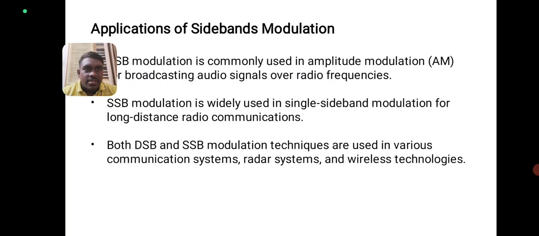Applications of sideband modulation. SSB modulation is commonly used in amplitude modulation for broadcasting audio signals over radio frequencies. SSB modulation is widely used in single channel and long distance radio communication. Both DSB and SSB modulation techniques are used in various communication systems, radar systems and wireless technologies.